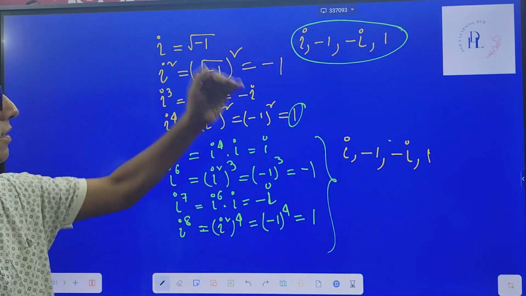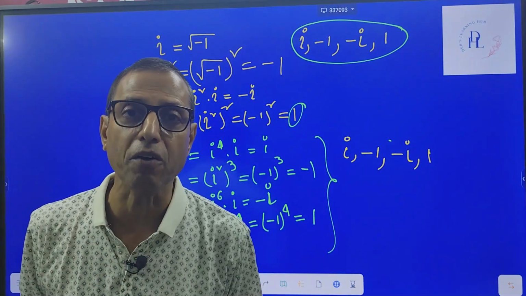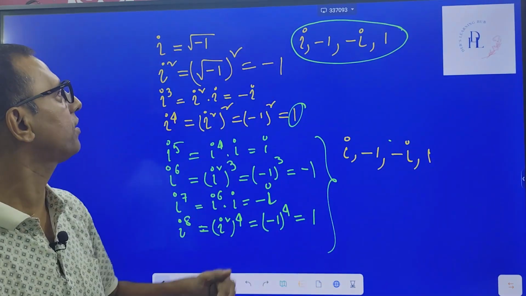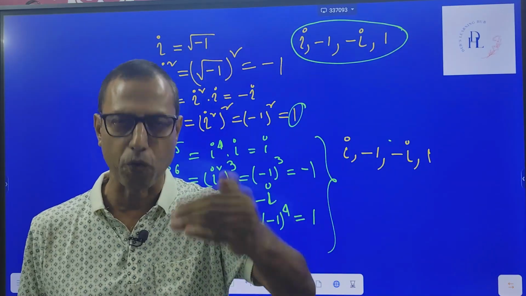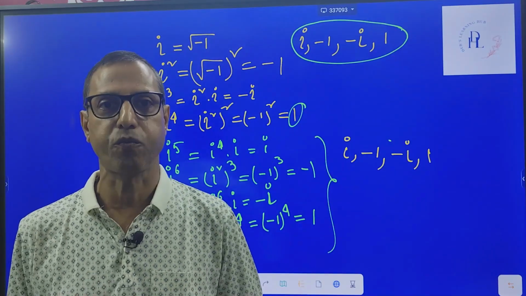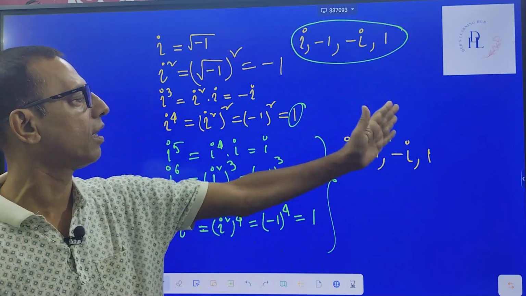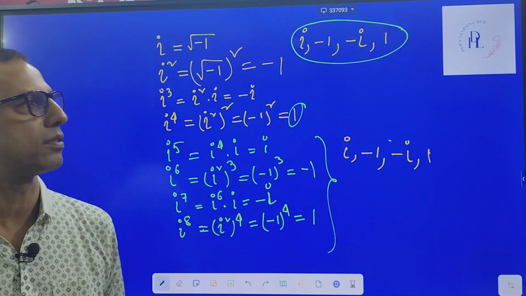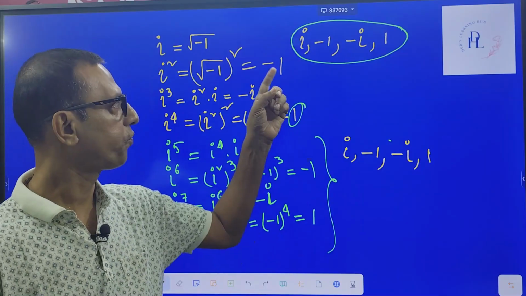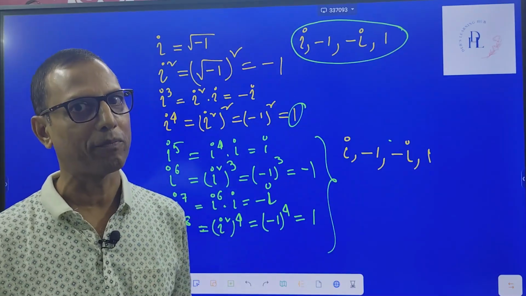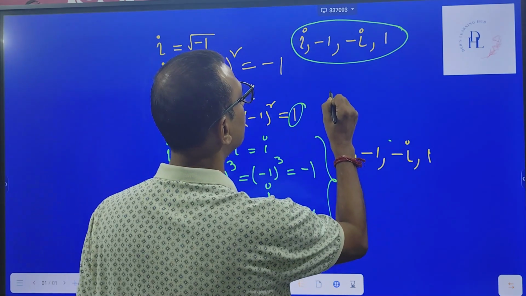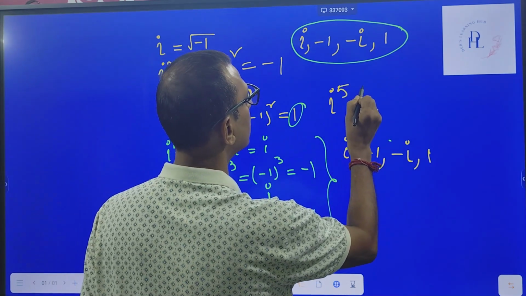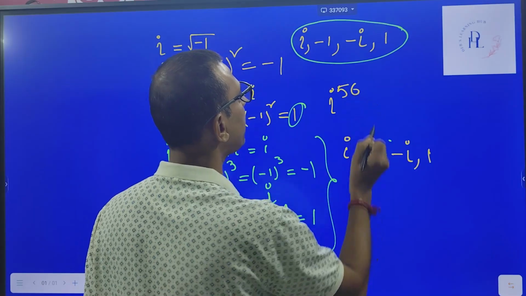So that is the beauty of the complex number, or the imaginary number i. That is how it gets repeated. Every 4 consecutive powers of i, it repeats the same sequence of numbers. Right? Got it? So in your exam it may ask, tell me what is the value of i to the power 56?